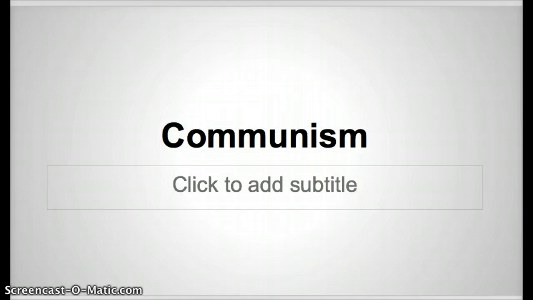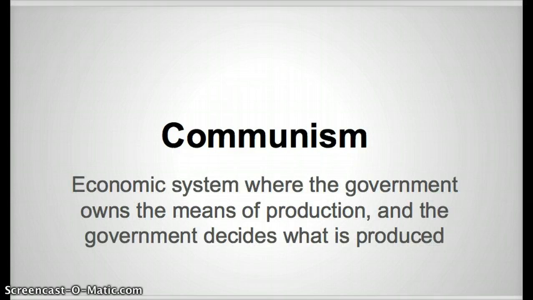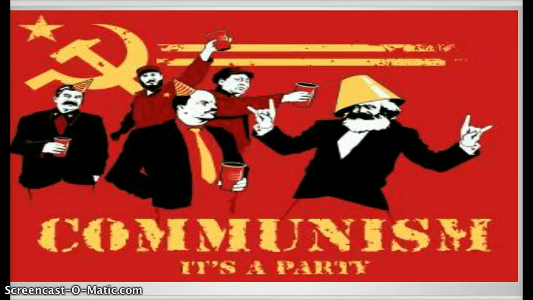Communism is the big one this year, and communism is an economic system where the government owns the means of production and government decides what's produced. We're used to this with Karl Marx founding it, Lenin, Stalin, Mao, Castro. We will talk more about it, but the idea is that the government will control the economy and the government will control what is produced.